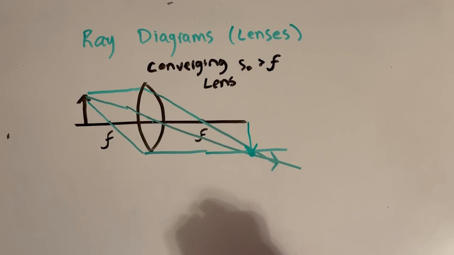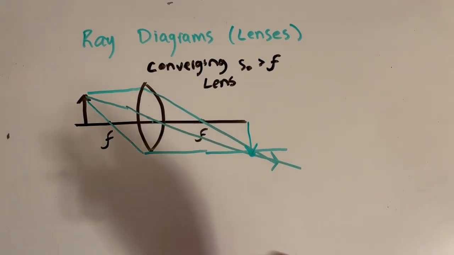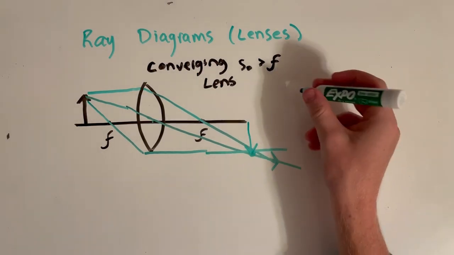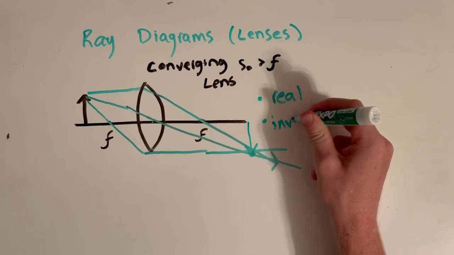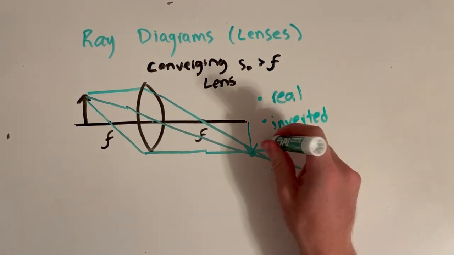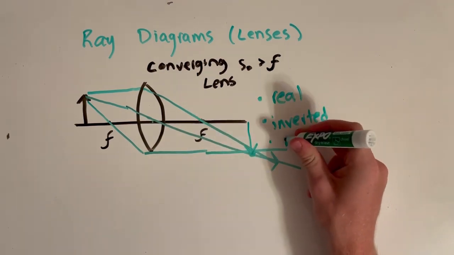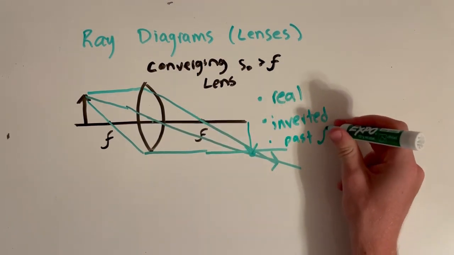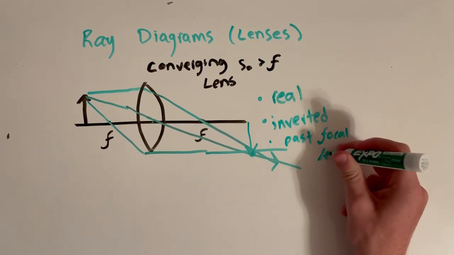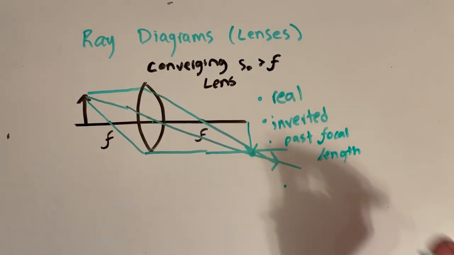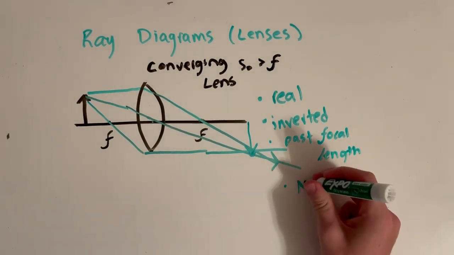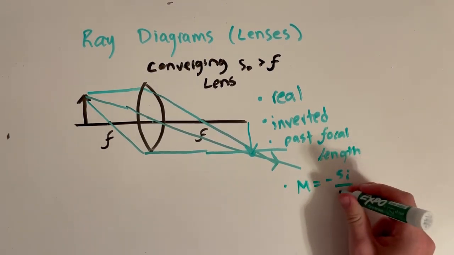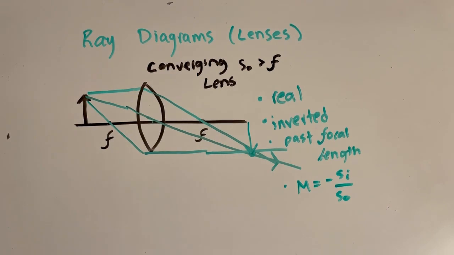Seeing this, we can right away tell, without doing any math, that this image is a real image. And we know that it's inverted. We also know that it's going to be past the focal point, or I should say focal length. And then if we want to figure out if it's larger or smaller, we could just use the magnification equation, M equals negative S_I over S_O. So we use that equation to figure out if it got bigger or smaller.